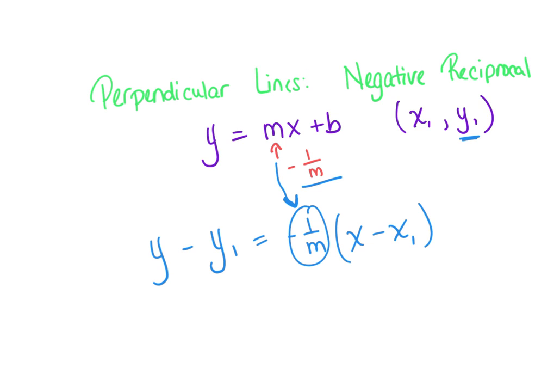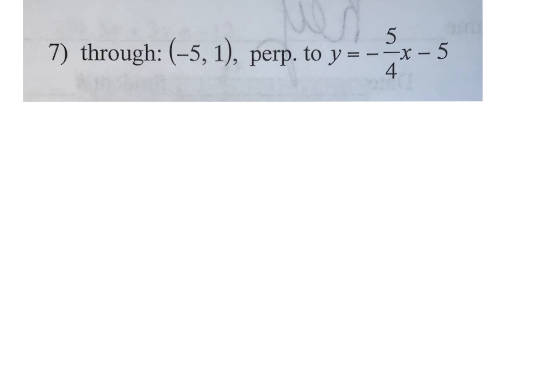So let's do one of these. Through the point -5, 1, perpendicular to the line, y equals -5/4 x minus 5. Once again, I do not care about this. I literally only care about the slope that they gave me, okay? I only care about the slope that they gave me. Now, they gave me my x1 and my y1, and they almost gave me my m. But for my m, I'm going to take this guy and I'm going to flip it. So instead of 5 over 4, I'm going to say 4 over 5. And instead of negative, I'm going to keep this guy positive. Okay? So now I have my x1, y1, and my slope.